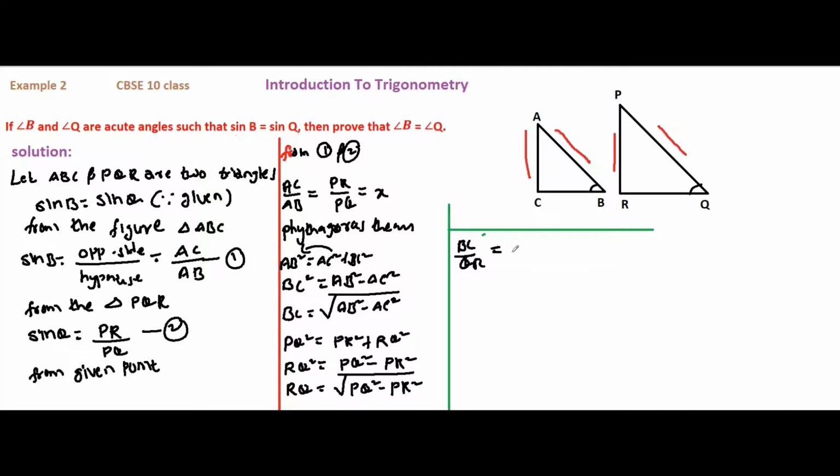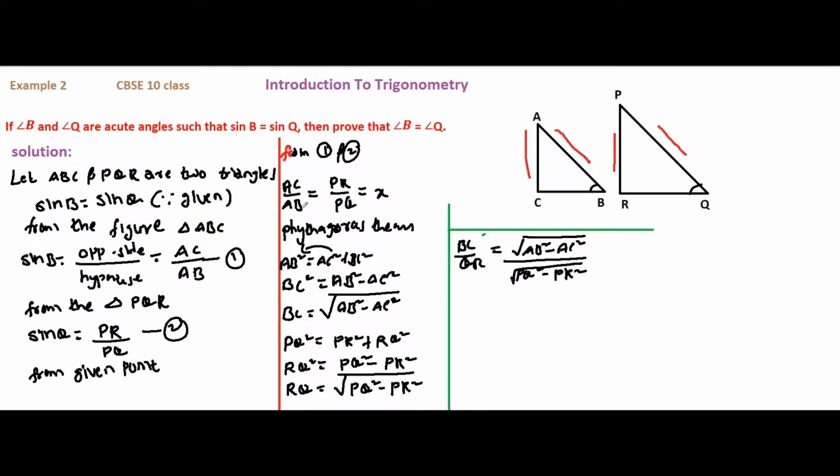We got under root AB square minus AC square. What is the RQ value? PQ square minus PR square. So here, AB square means what? So under root, this is under root AB square minus AC square by PQ square minus PR square. So what do we have for AB square here?